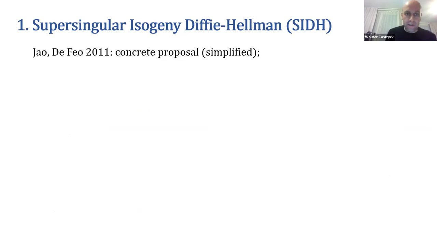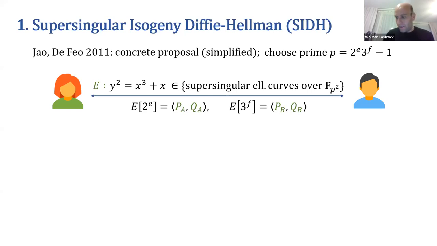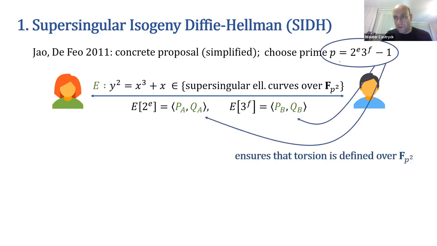And just for concreteness, let's now explain what this looks like more concretely. Alice and Bob will actually not work in the category of groups, but in the category of algebraic groups. I will mention something about that in a second. So more concretely they work in the class of supersingular elliptic curves over F_p squared, and p is a prime of a very special form. For what I'm going to say today, you can ignore this, but the prime is chosen of this form for all these points that will be sent along to be nicely defined over F_p squared again. That's the reason for this special prime p, but that's the only reason.